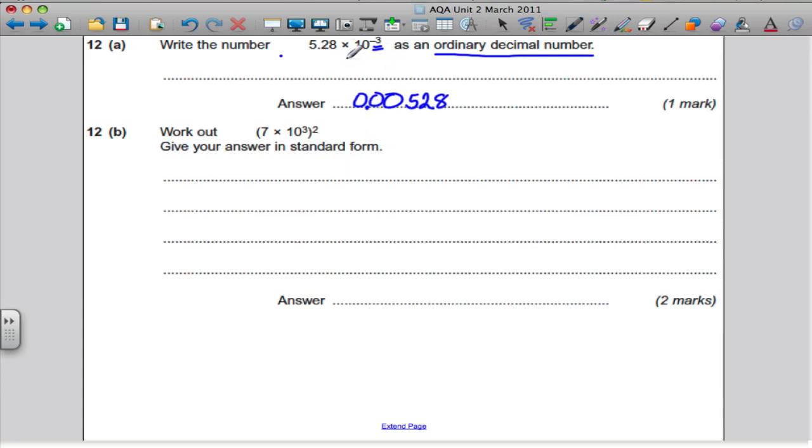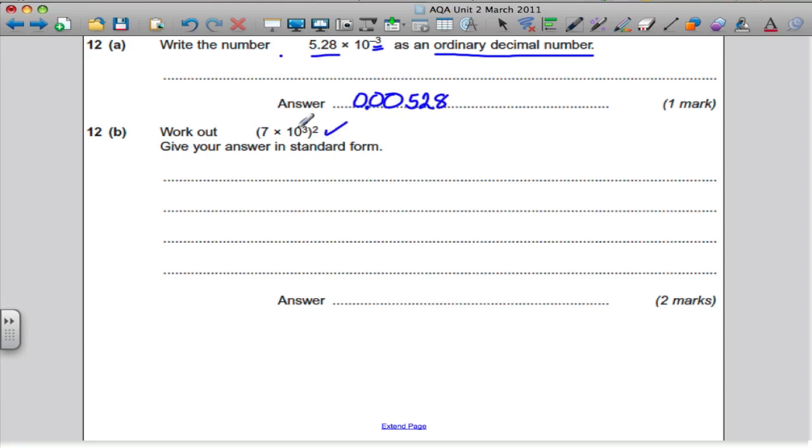Another way of doing it, thinking about it more clearly, if you're timesing by 10 to the -1, really what you're doing is dividing by 10, and you're doing that 3 times. You're dividing this number by 10 3 times, or dividing it by 1,000. If you divide that by 1,000, you get this answer.